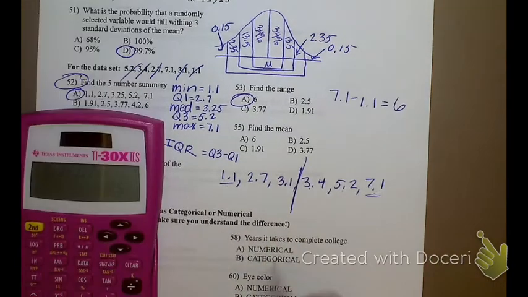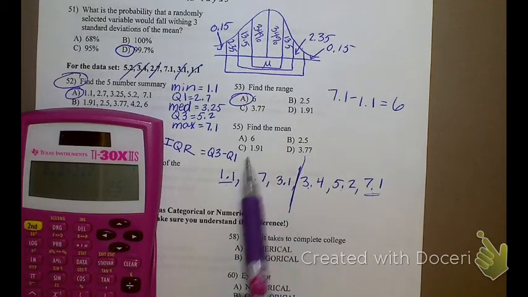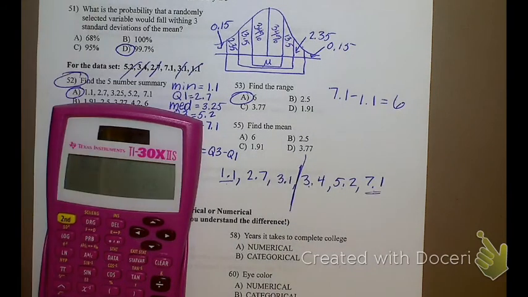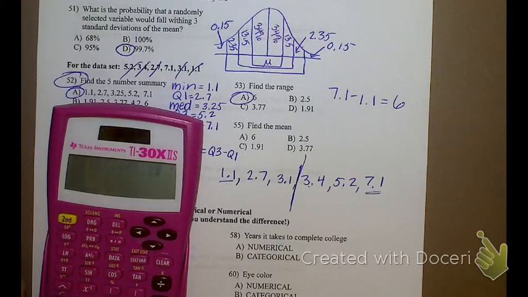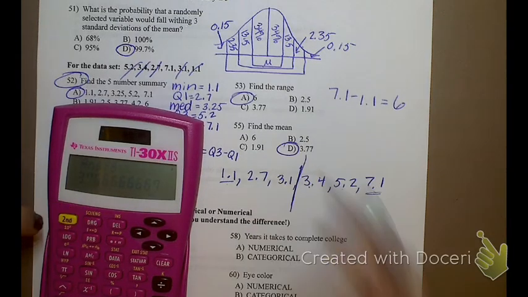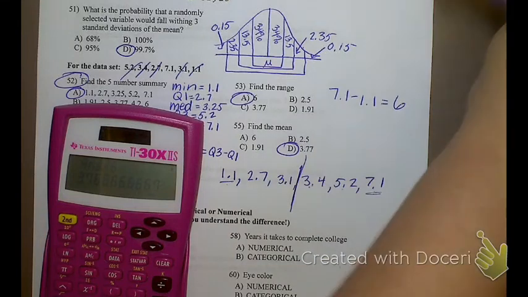Find the mean. How do I find the mean? Add them all up and divide by however many there are. So 1.1 plus 2.7 plus 3.1 plus 3.4 plus 5.2 plus 7.1, and I'm going to divide by what? 6. 3.77. Option D would be my mean.